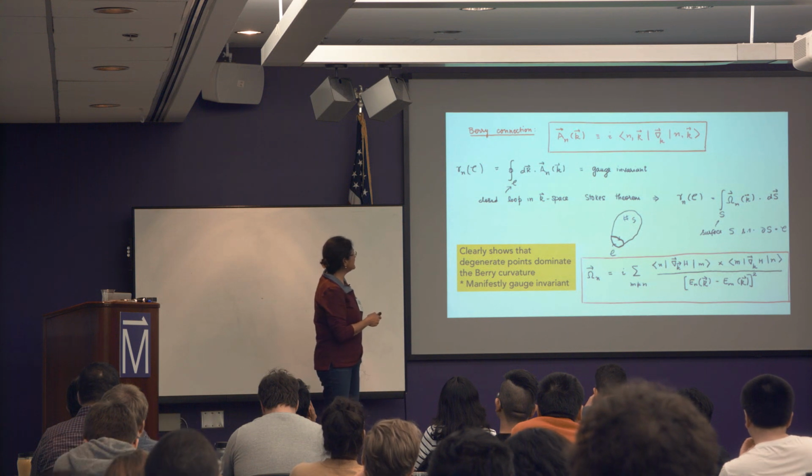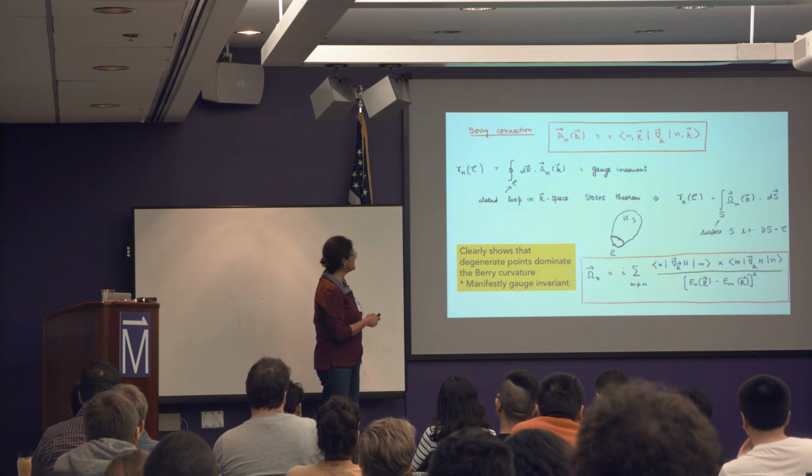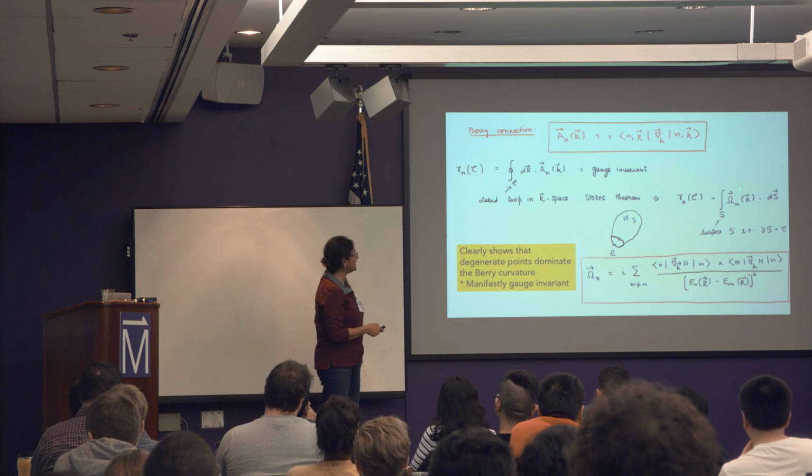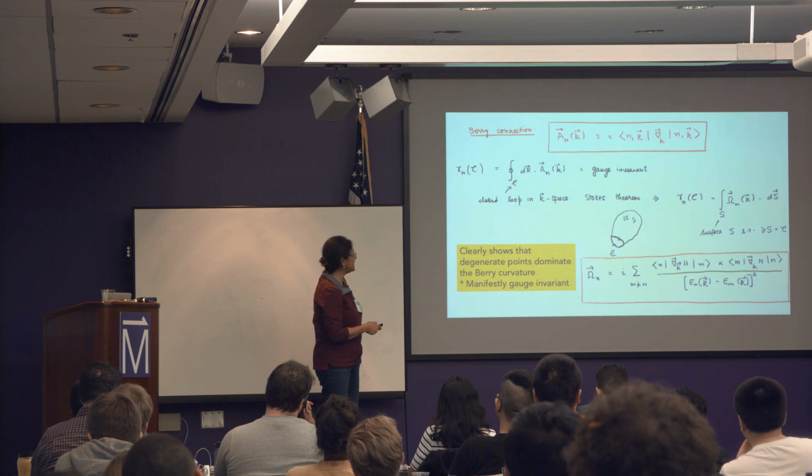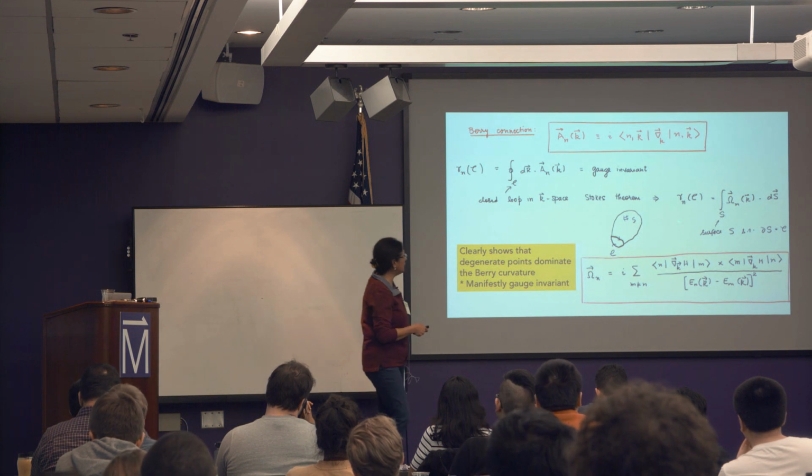Berry phase, essentially this overlap of the wave function at two nearby points is like a vector potential, and integrating that, the curl of that gives you like a magnetic field, that dot ds over the surface gives you this Berry phase. Now this is something you all know.